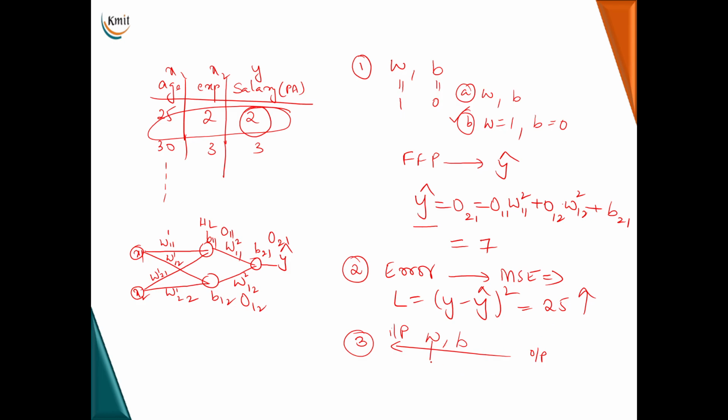How many weights do I have? I have 6 weights here and 3 biases here. So I will update all these 9 parameters by backpropagating. And to update these 9 parameters, I will make use of the gradient descent algorithm with the formula. If I would like to update a weight, I will write W is equal to W old minus eta times the slope of that weight, that is dou L by dou W old. This is the formula which I will be using.